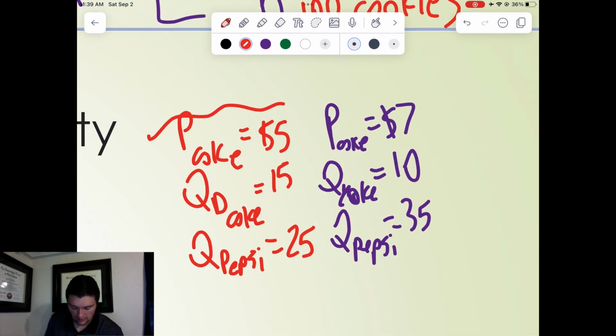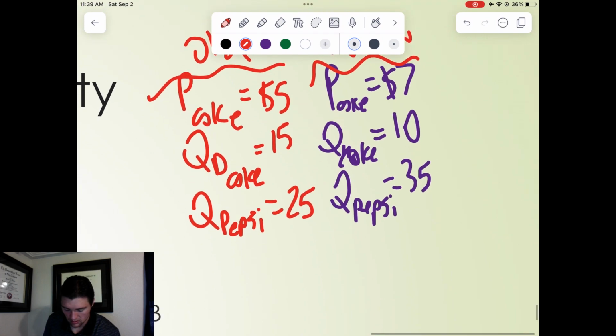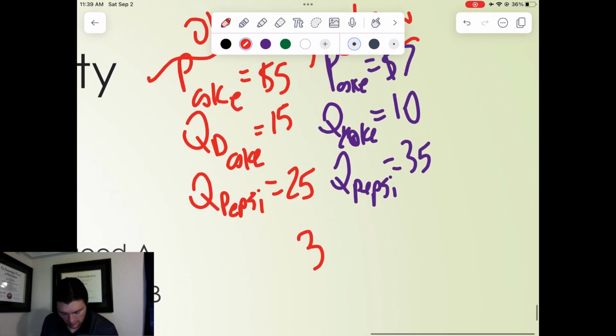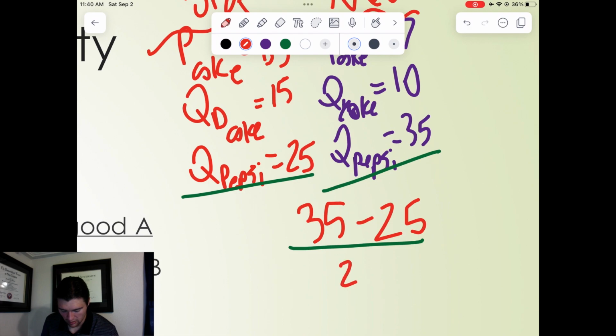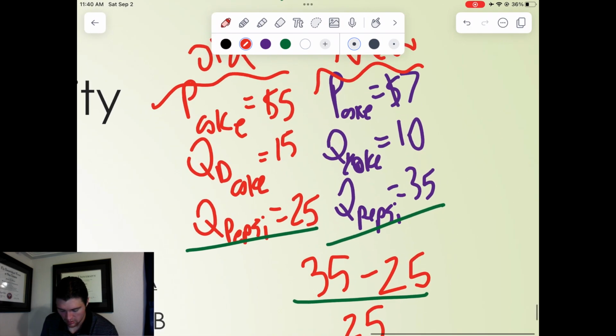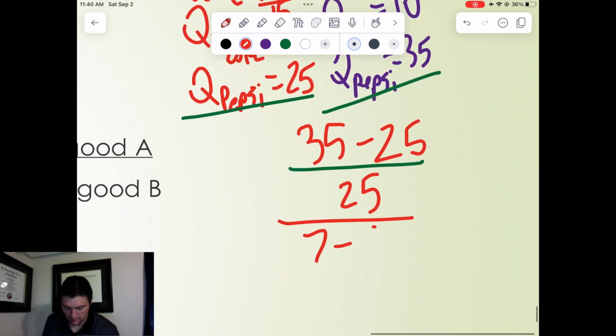So what we need is the old and the new. So I'll do new. What goes on top again? Always quantity. Quantity always goes on top. So we'll do new minus old, divided by old, and then we'll do the new price minus the old price, divided by the old price. So 7 minus 5 divided by 5.